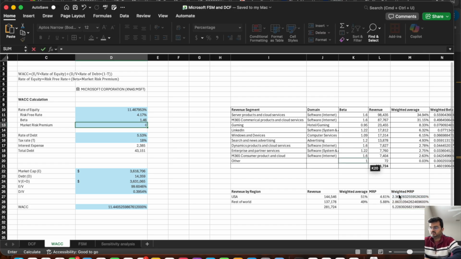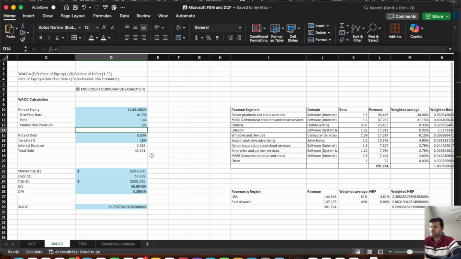So I feel more confident in using this number rather than what I took earlier, even though it will be a very minute difference. I think previously we assumed 5%, now we are using 5.23, and beta we assumed, I think, 1.07, now we are using 1.46. These are small changes, but I feel more confident in using this number rather than some holistic business number or taking some assumptions which I make. By this, we got the WACC, which is the weighted average cost of capital.